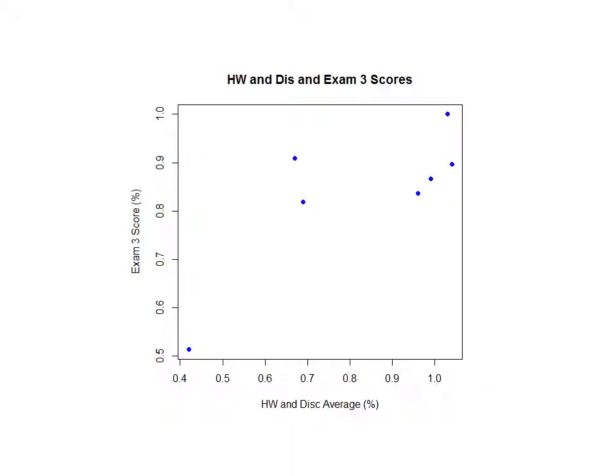This slide combines both the homework exercises and the discussions into a single composite average. And now we see, again, a stronger association, right? Moving from the lower left to the upper right, a hypothetical student that was doing well in homeworks and discussions on average was going to also be doing well on Exam 3.